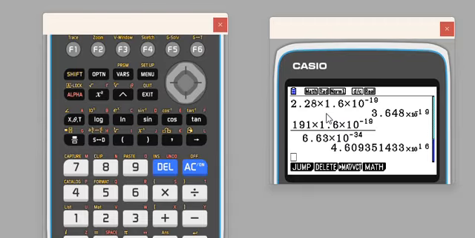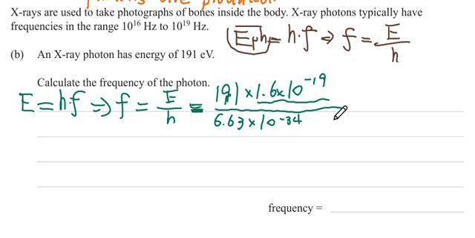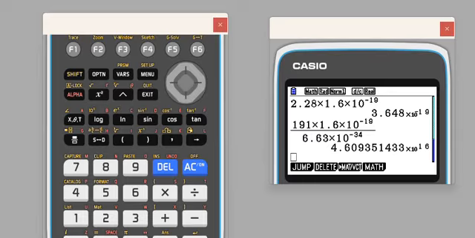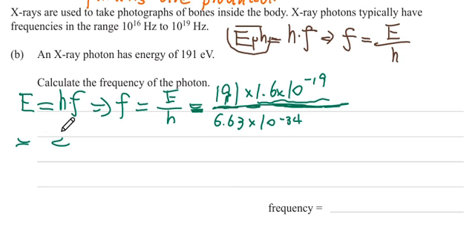Now remember, this index is 16 here. Okay, let me write it here. Yeah, let's keep this fraction bar here. So it is going to be 4.61 times 10 to the power of 16 Hertz.